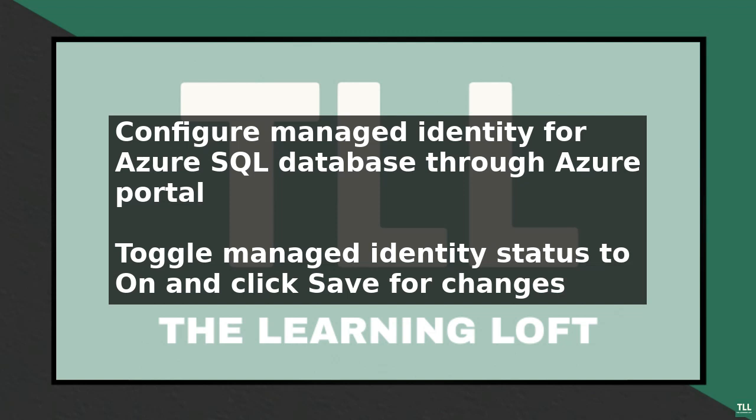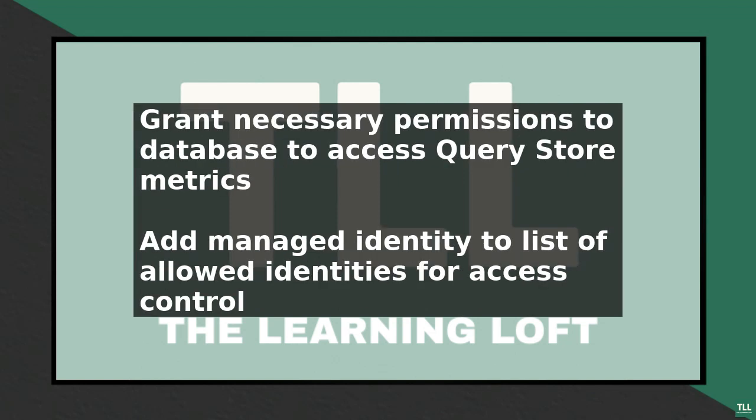Query Store provides a range of metrics and insights, including query execution plans, wait statistics, and resource utilization. You can use these metrics to identify performance bottlenecks and optimize your queries for better performance. To access the Query Store metrics, you can use the Azure portal or Transact-SQL queries.